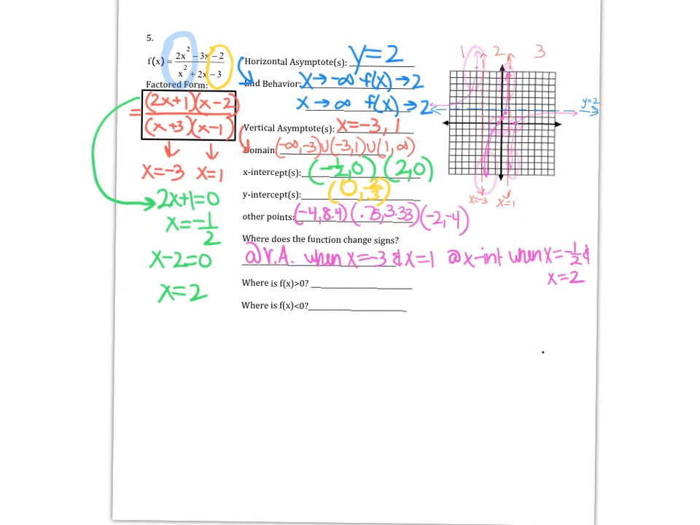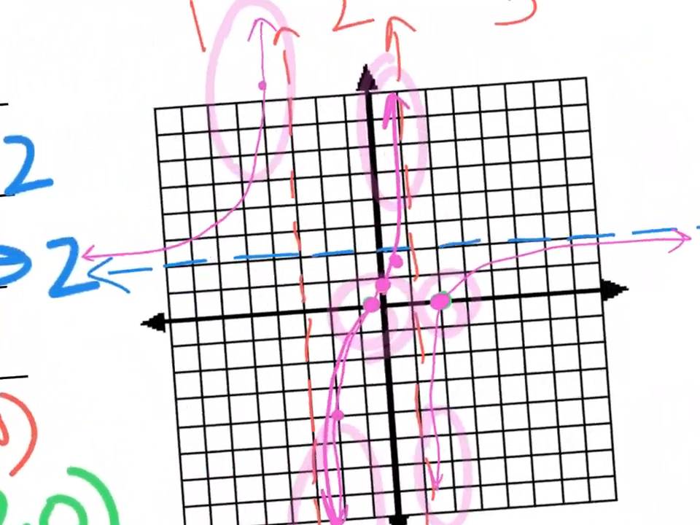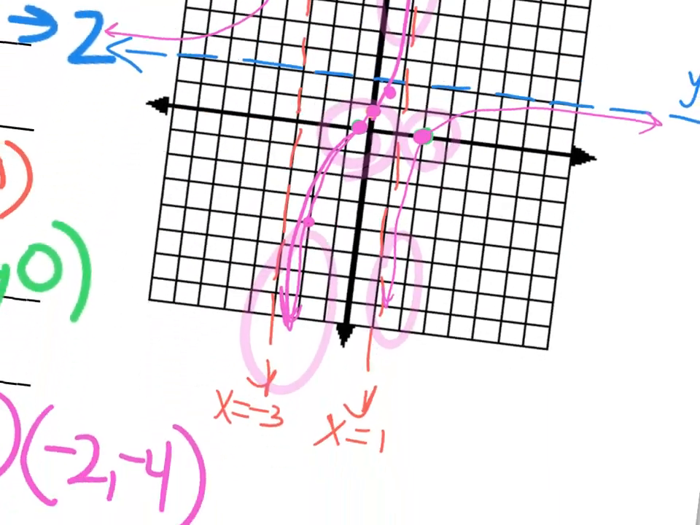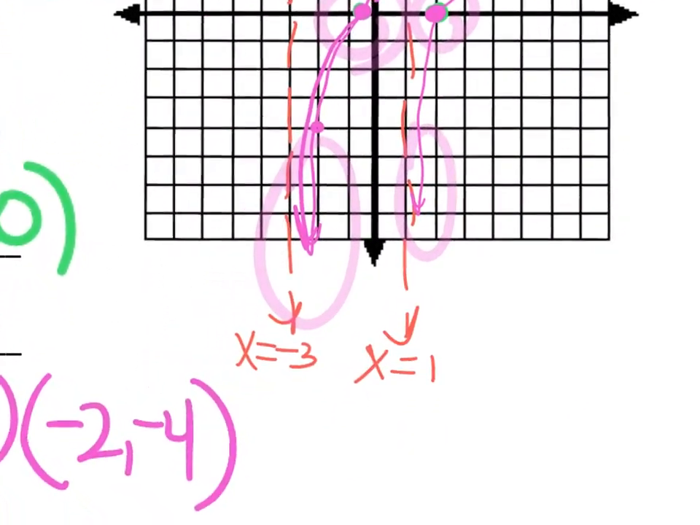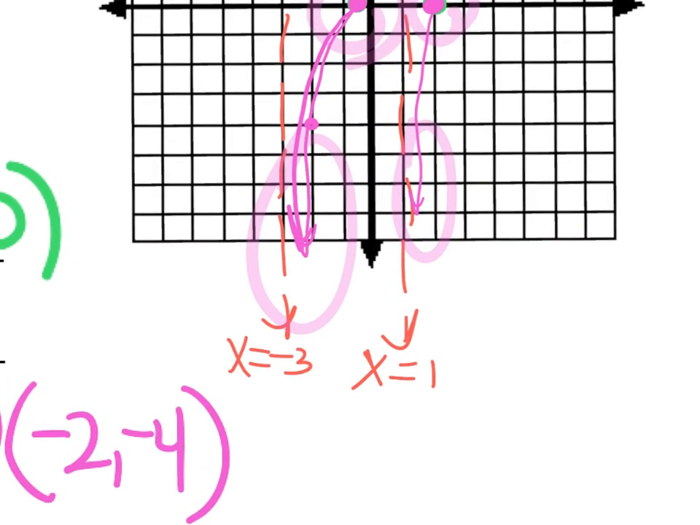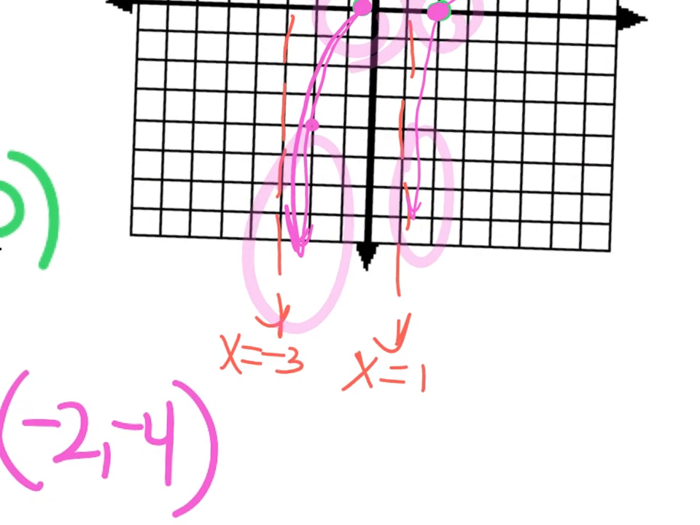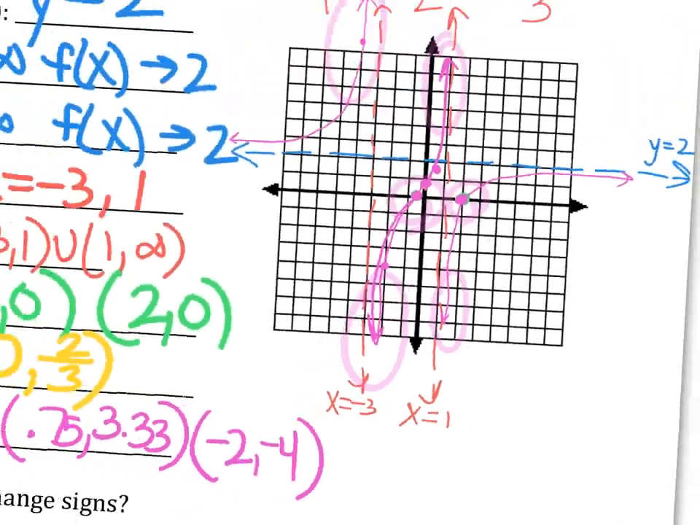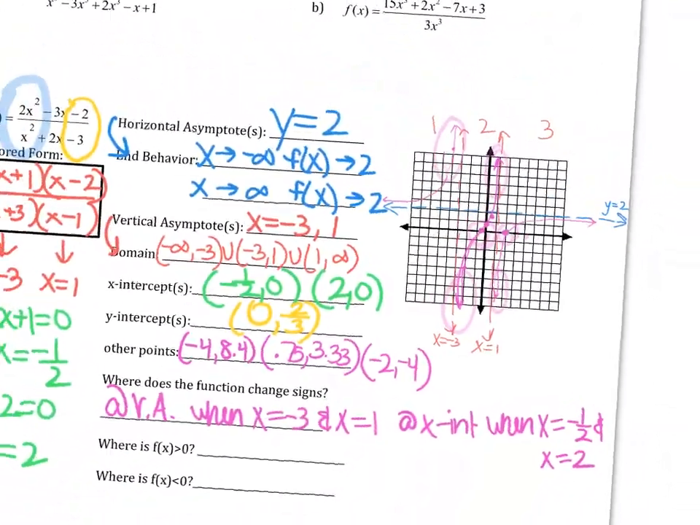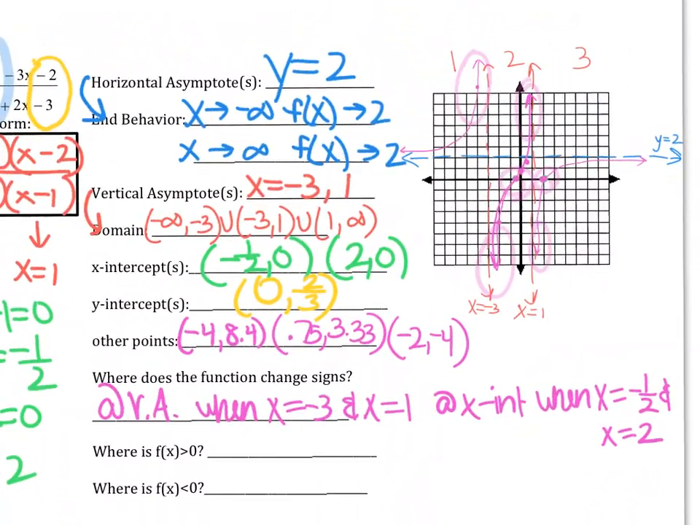Okay, the last thing is, where is f of x greater than 0? Look at your graph. Where is it? I'm going to zoom in. Where is it above the x-axis? It's all those places. And then where is it below? It's all those places. Okay, that one's a little bit easier to see. That's all it's asking. Where is it above the x-axis? Where is it below? Okay, so that's all you're needing to fill in here.